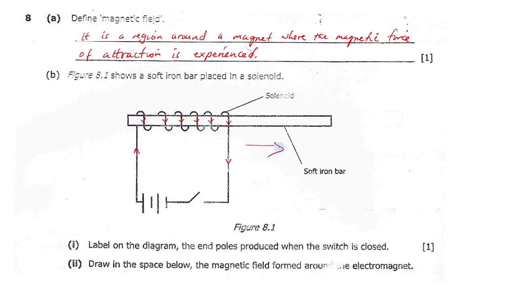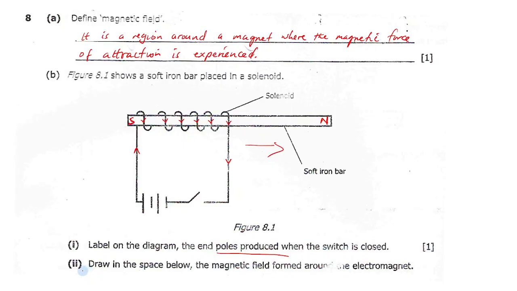So where your thumb is pointing, that's where the north is. So this side will be north, because that's what the question is saying: label on the diagram the end pole when the switch is closed. So this will be north, then this will be south.